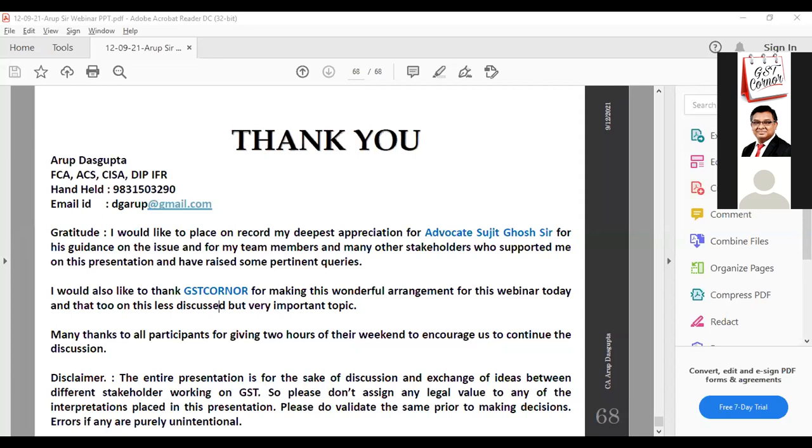But if I am transporting this in a motor vehicle which is used for transportation of passengers and I'm taking it along with me from point A to point B, then since this is not falling within the three exceptions, the ITC will not be available.